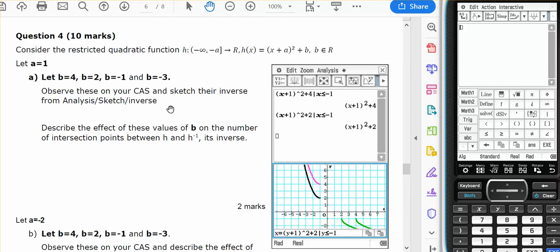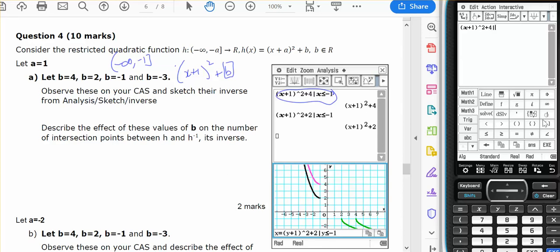Okay, so I'm making a equal 1 to start off with. So I'm going to have (x plus 1) squared plus b, whatever b is. And if a is 1, I'm going from minus infinity to minus 1 as my restriction, which is why we've got this here. Okay, so if I open up a bracket, inside put x plus 1, square it, and I'll start with the first, which is plus 4.